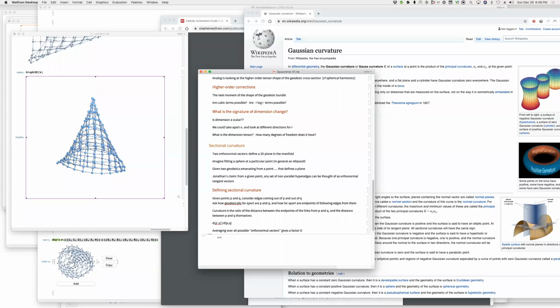Well, where's the averaging happening at all? I mean, the averaging is with respect to points P and Q. No, with respect to the hyperedges that emanate from P and Q.